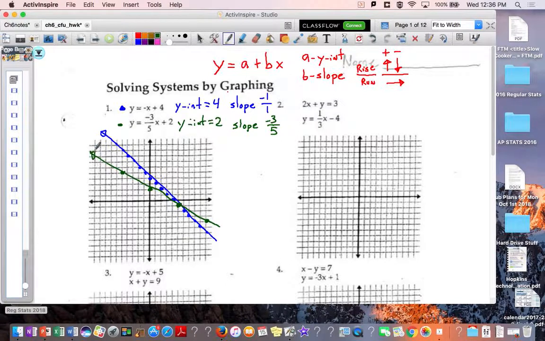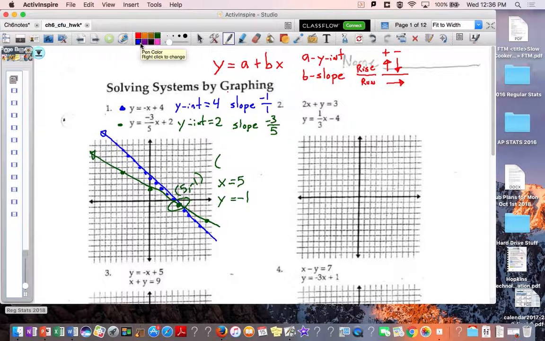That gives me a sense of what the two lines look like. I could probably draw better lines there, but that's my intersection point. I look on my grid, 1, 2, 3, 4, 5, and then -1. So my coordinate here is (5, -1), or I like to say x equals 5, y equals -1. And that's it for number 1.